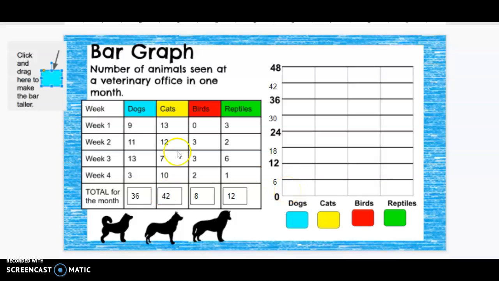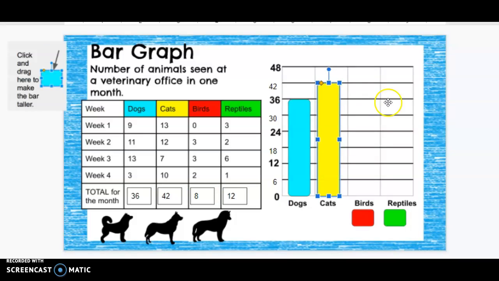So I'm going to show you what this looks like. So 36 animals, my dogs. Well, I'm going to move this here. And then this is what I'm going to drag up to 36. That represents 36 animals that were seen. I'm going to drag my bar all the way to the line where that number is. My cats is 42. So I'm going to put my yellow there. And I'm going to drag this all the way up to the 42.